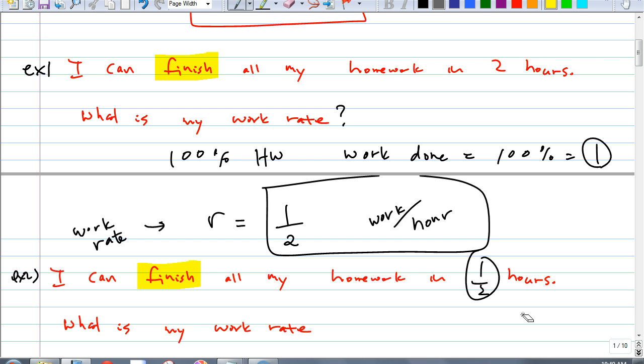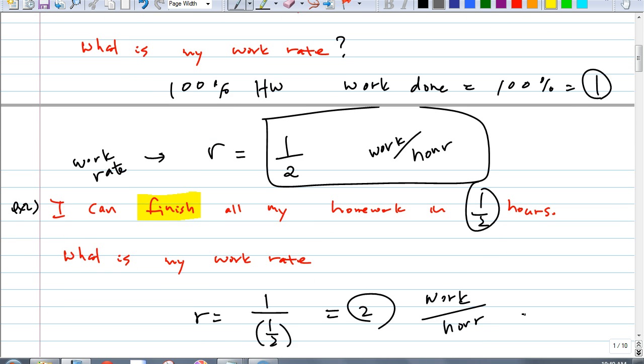Okay, I think some of you already have it. All right, who could tell me what this becomes? Kyle, what did you get? One homework every 30 minutes. So what's your work rate? 2 work hours per hour. Right, so R is equal to what? 2. That's right. Because it's 1 over 1/2.